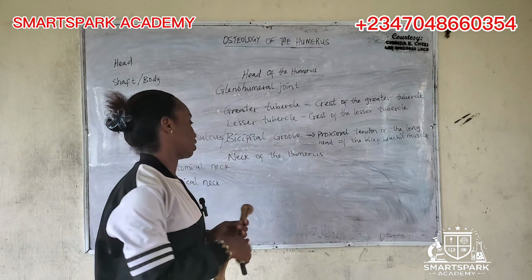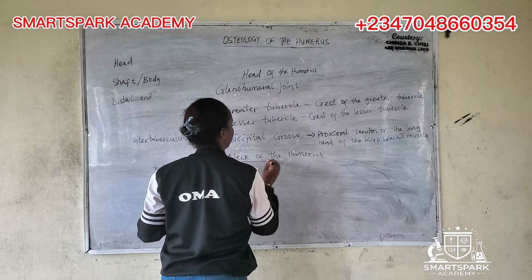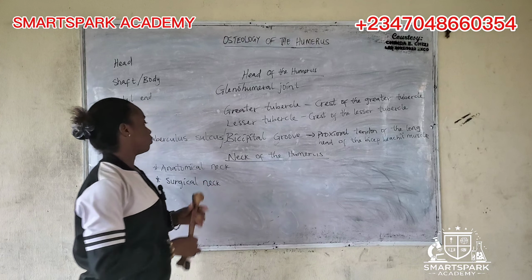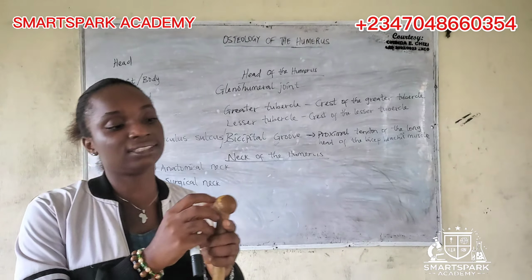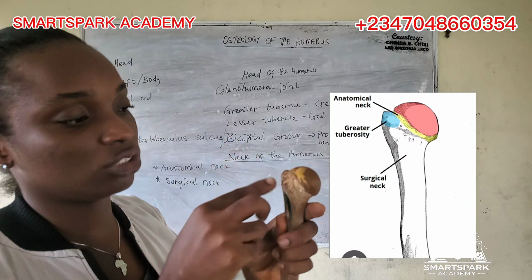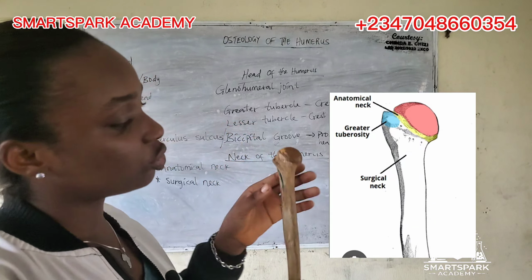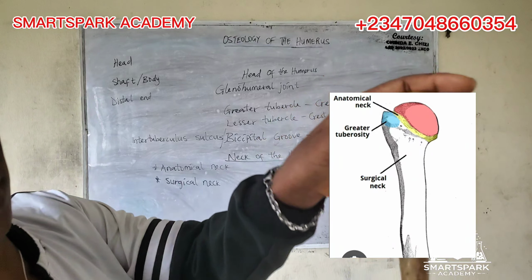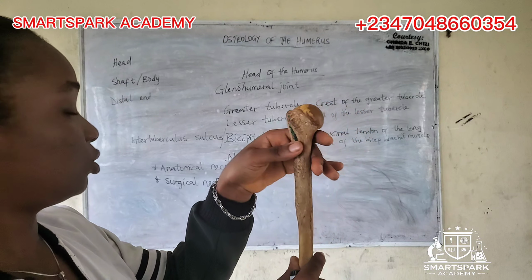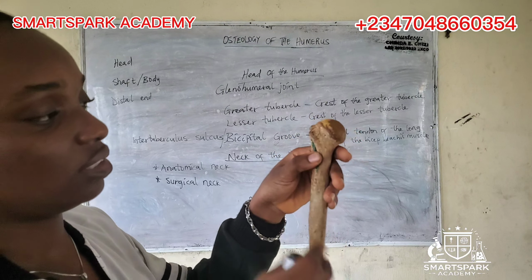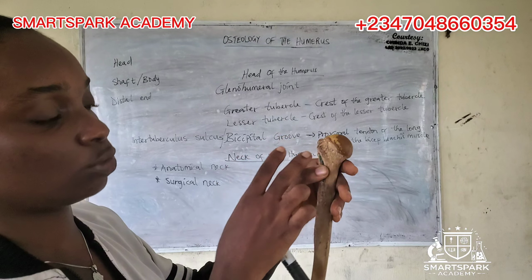The humerus has two necks. Let me underline this so we know what we're talking about. We have the anatomical neck and the surgical neck. This is the anatomical neck. Now it is proximal to the greater and lesser tubercles, proximal or close to these tubercles. Then the surgical neck, this is where it is. Look at the anatomical neck, and this is the surgical neck. It is distal. It's a bit farther from these tubercles.